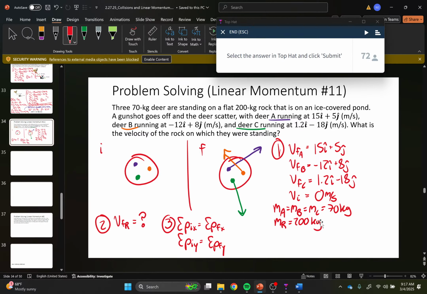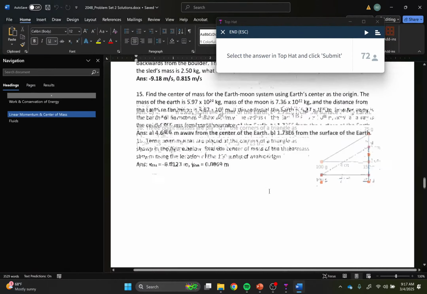So this is the level of problem you all should be able to do for the test. This is like the max difficulty level that you should expect on a test. So if you can do this, awesome. If not, this is the goal.